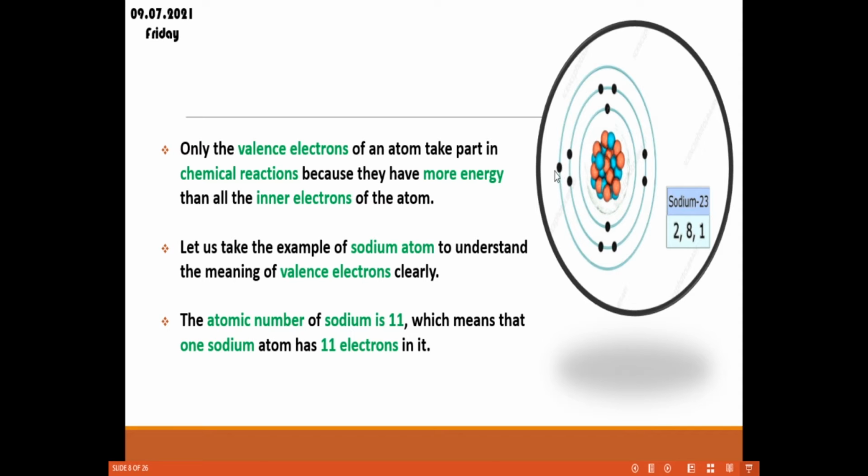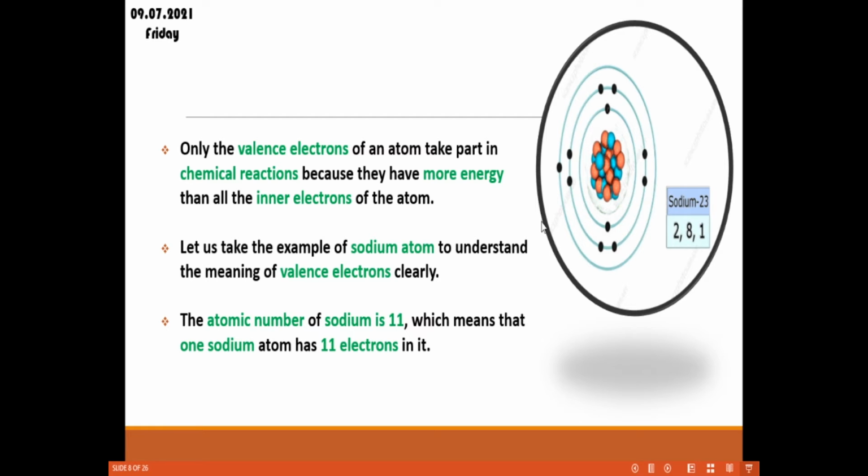For example, a sodium atom has only one valence electron. These valence electrons of an atom take part in chemical reactions because they have more energy than all the inner electrons of the atom. Like K shell, L, and then M shell. So this M shell has more energy than all the inner electrons of the atom. This M shell only takes part in chemical reaction.